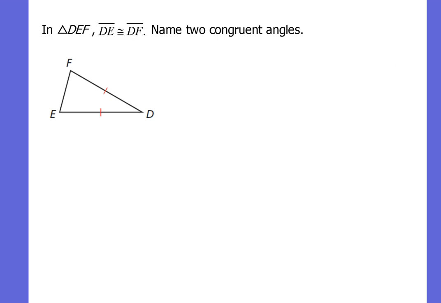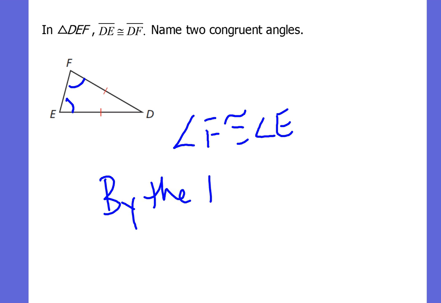So let's take a look here at how we can put this into practice. In triangle DEF, we see that DE and DF are congruent segments. Name two congruent angles. So let's quickly use our base angles theorem in application by identifying the angle opposite of ED. Opposite of ED is F, and opposite of DF is E. If that's the case, I can clearly say that F is congruent to E by the base angles theorem.